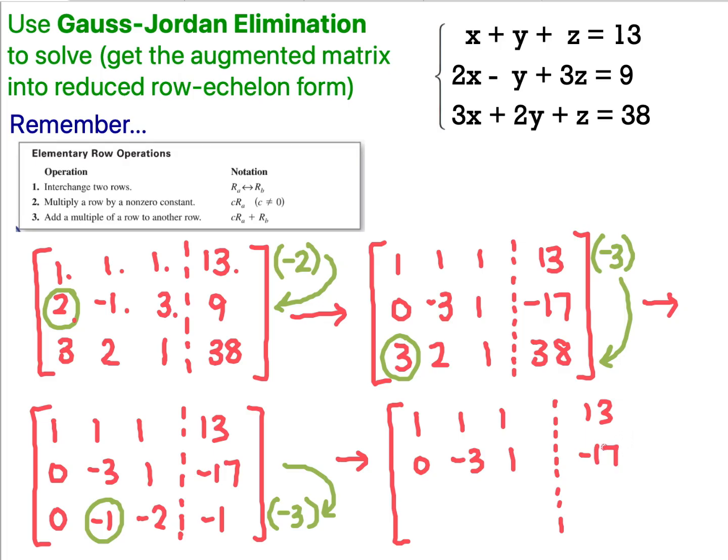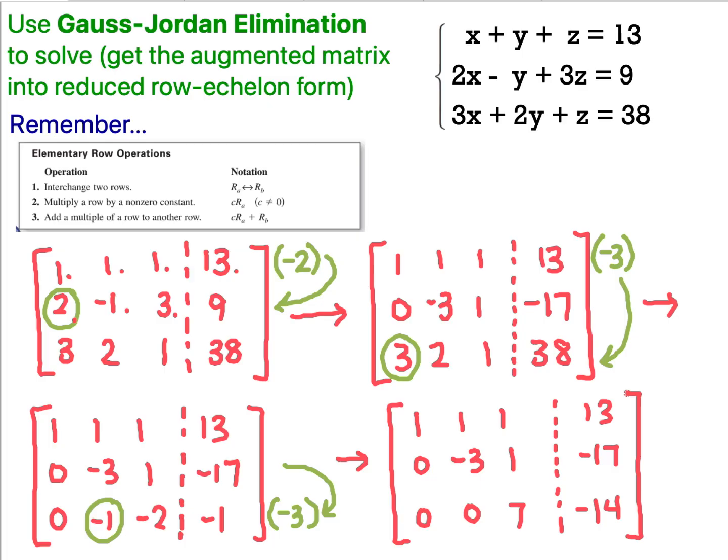All right, nothing here. 0 here. 1 plus 6 is 7. -17 plus 3 is -14. Amazing. All right. Gauss, you've done your job.